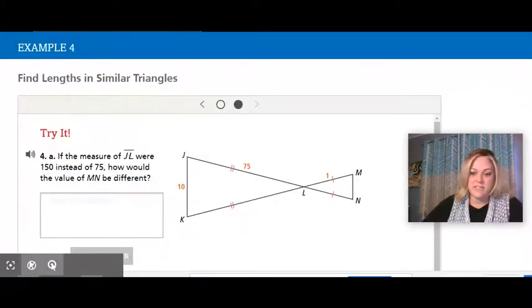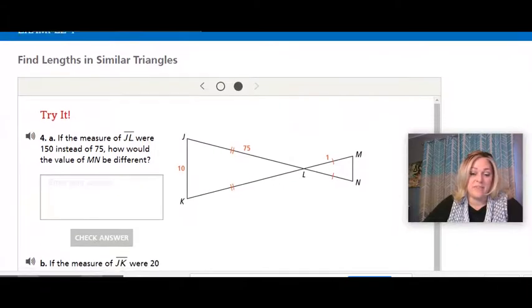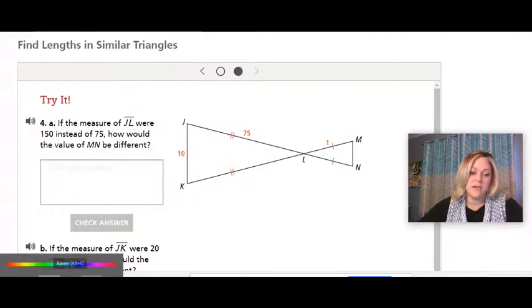This next part of example 4, very similar, same idea. It says if the measurement of JL, so right here, if this changed to 150, how would that change this problem? And would you get a different value? Well, if that one measurement changes, then of course the whole problem will change. So I'm going to change this to 150.